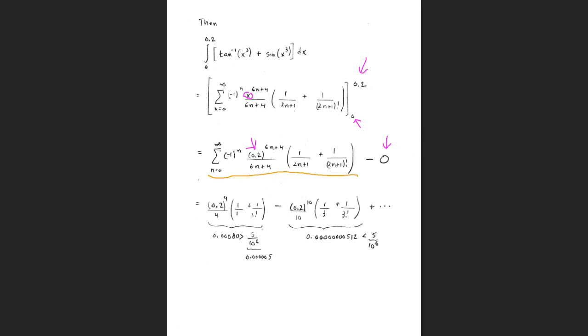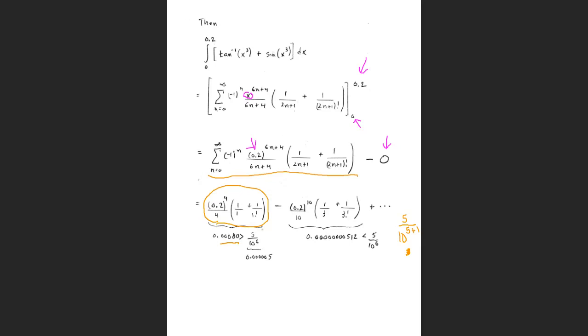So 5 decimal places. As you know, we always have a 5 in the numerator when we say correct to a number of decimal places. And since we want correct to 5 decimal places, we're looking at 10 to the 5 plus 1 power in the denominator. So that's 5 over 10 to the 6th power. Well, the first term here is equal to 0.0080. That's greater than 5 over 10 to the 6th power.